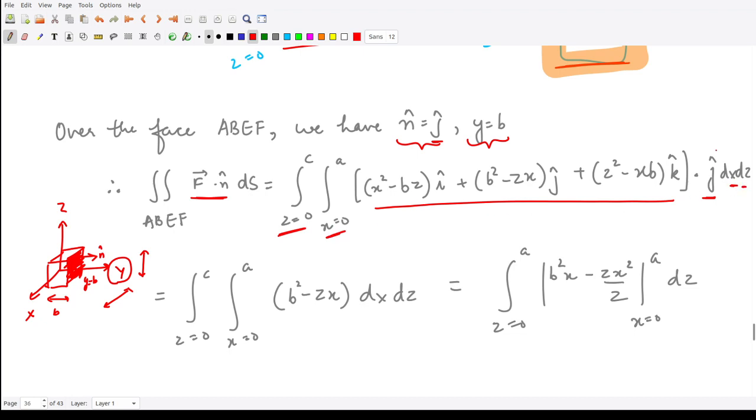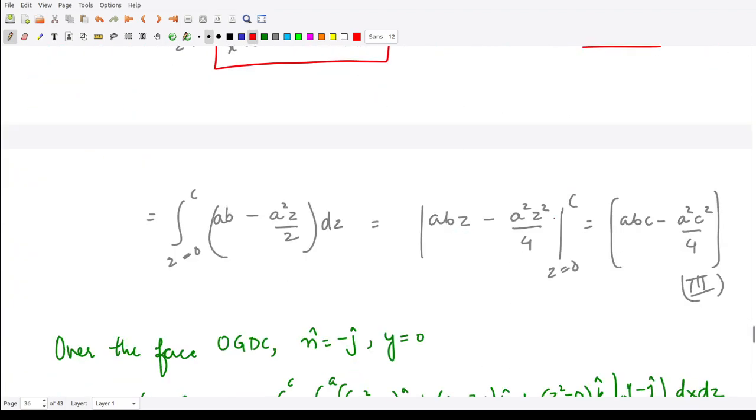So the next step is to perform this dot product. When you take the dot product of i with j, it would be 0, j with j would be 1, so we have this quantity over here, and k with j would be 0 again. So the next step is to perform the integration over x. So it would be this quantity, and then you can substitute the limits for a. So you have this, and then you can perform the integration with respect to z. So this is what you have here. So your third quantity in this case is simply this quantity. So just mark this, we will require this.